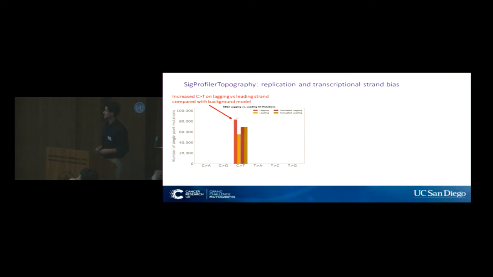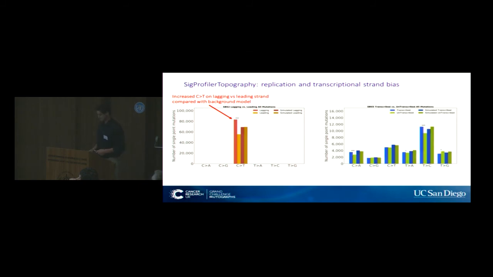Similarly, we can perform a similar analysis with transcriptional strand bias with the same breast cancer data set, except these are all the mutations now attributed to signature 5. And you can see that there's an increase in T to C mutations occurring on the transcribed versus the untranscribed strand, which is different than what we'd expect by chance looking at the simulated data.